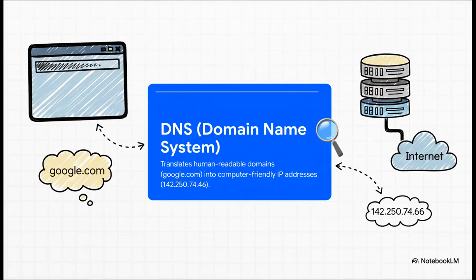First up, the DNS, or Domain Name System. And you know what? The concept is actually super simple. Just think of DNS as the internet's phone book. We humans are great at remembering names, like Google.com. But computers, they need numbers, these IP addresses, to find each other. So DNS is just that crucial translator that looks up the name you typed and finds the right number, so our request knows exactly where it's going.